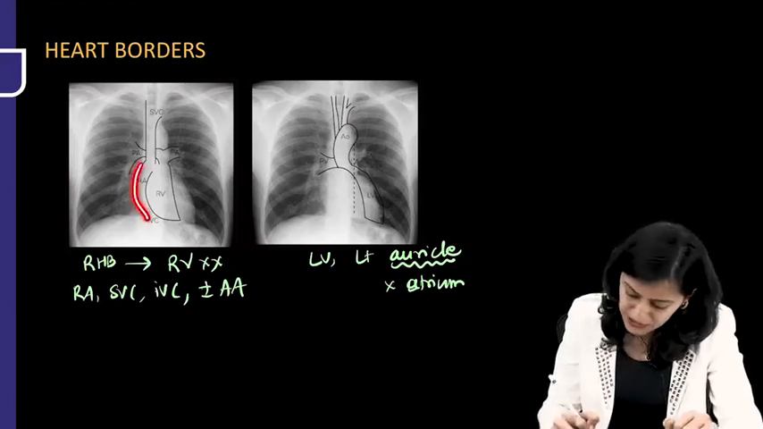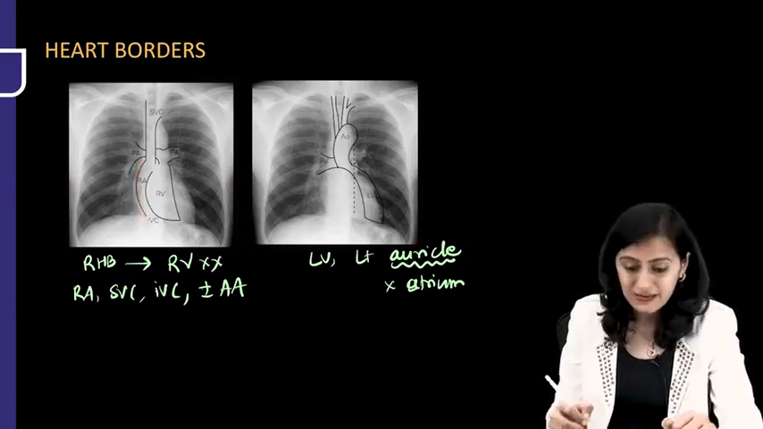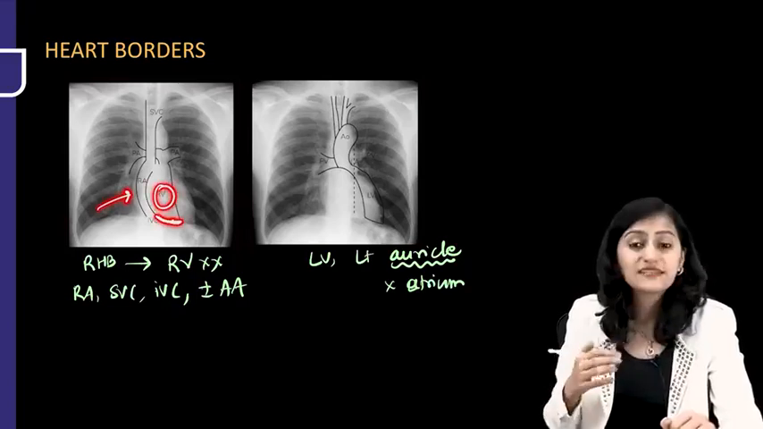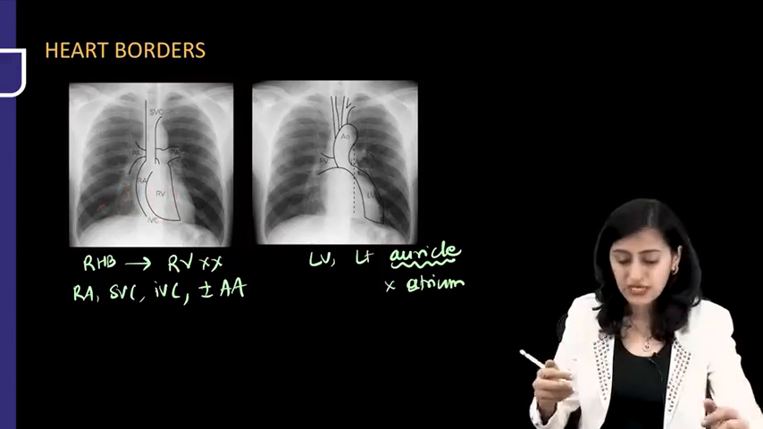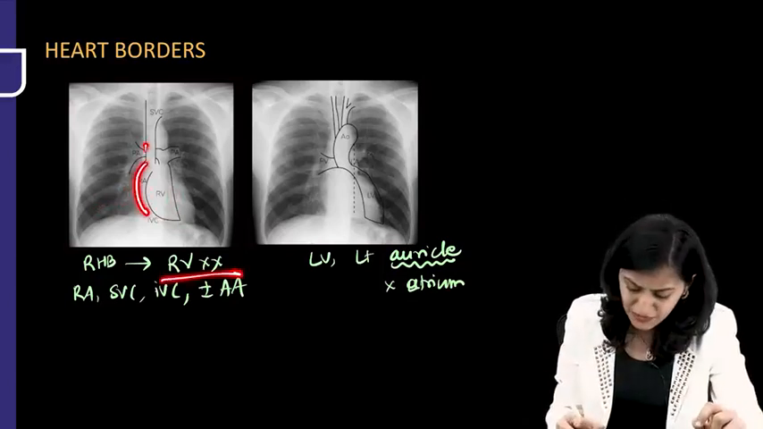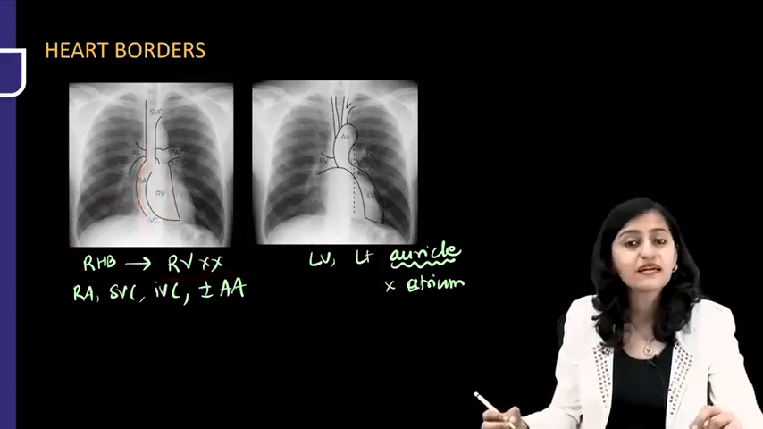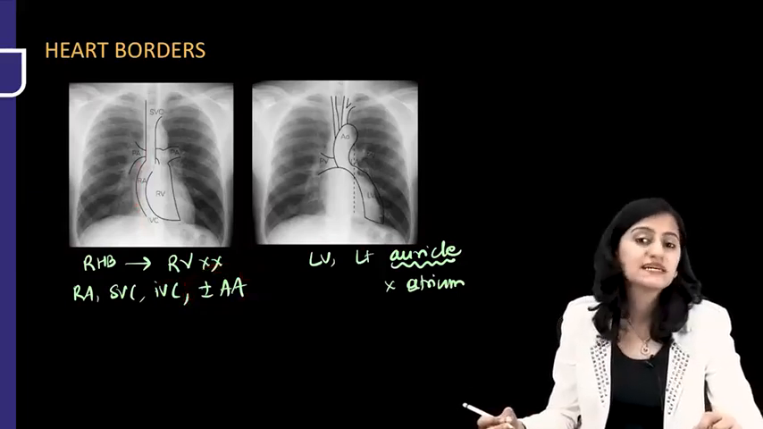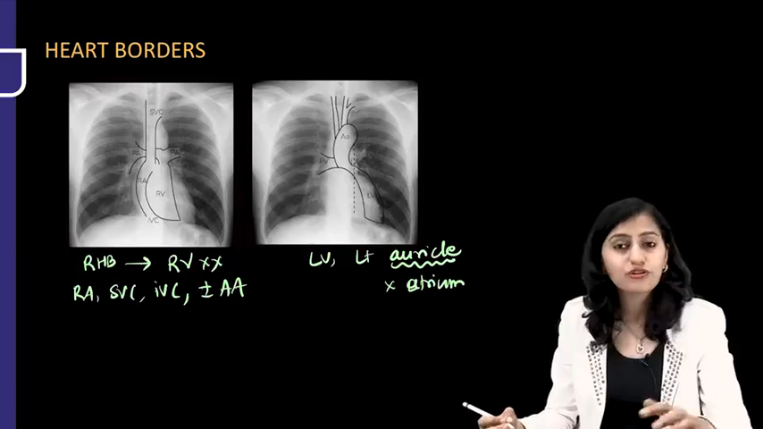The right heart border is predominantly formed by the right atrium. Remember, this is the right atrium. Right ventricle is here. It forms the diaphragmatic surface, not the right heart border. So we have right atrium, superior vena cava, inferior vena cava, which form the right heart border. And sometimes, especially in elderly patients, the ascending aorta also contributes.